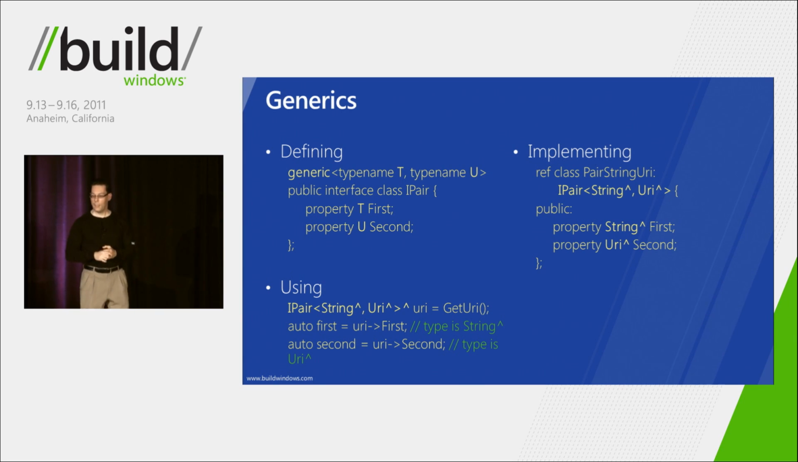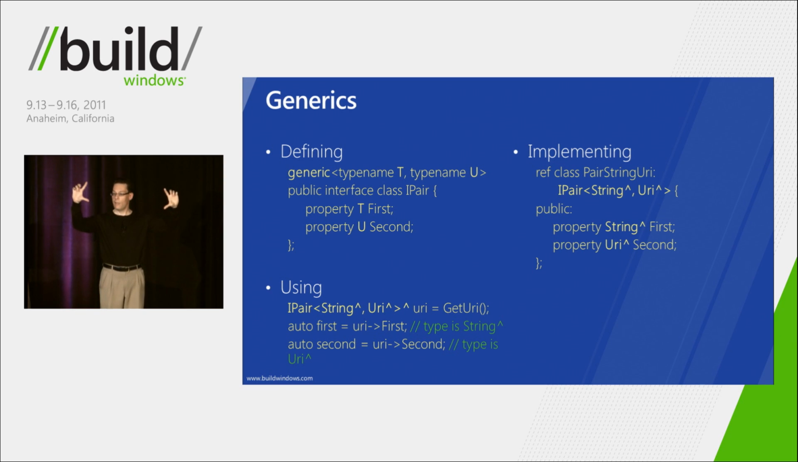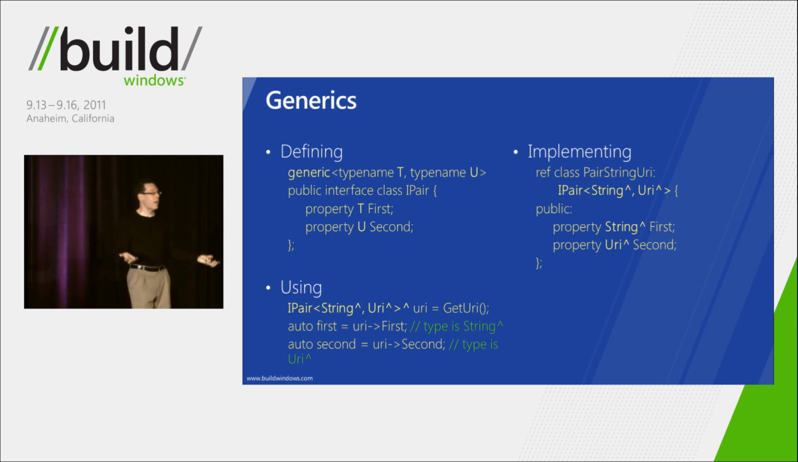Now, to implement it, say I want to then actually go and have a ref class that uses that. On the right-hand side, you see ref class. Say I want a PairStringURI class. It inherits from IPair of String^ and Uri^. So the PairStringURI type implements that instance of that generic interface. But I was actually able to talk about a generic interface. And WinRT and metadata understand that.